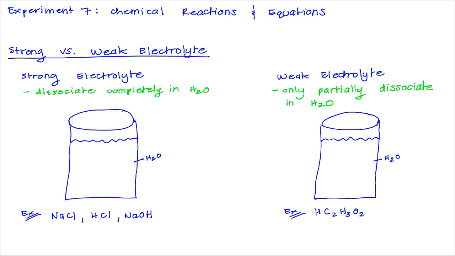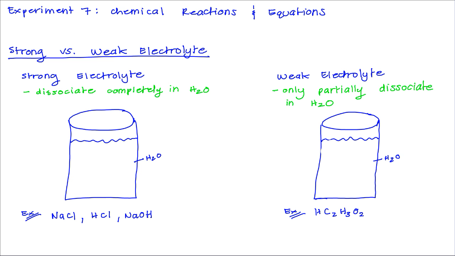Alright, so we're starting to talk about chemical reactions, and we want to learn how to do two things. One, be able to predict the products of different types of reactions, and also to balance the equations for those reactions. First, we need to talk about what happens when we put different types of compounds in water. We have three different scenarios.